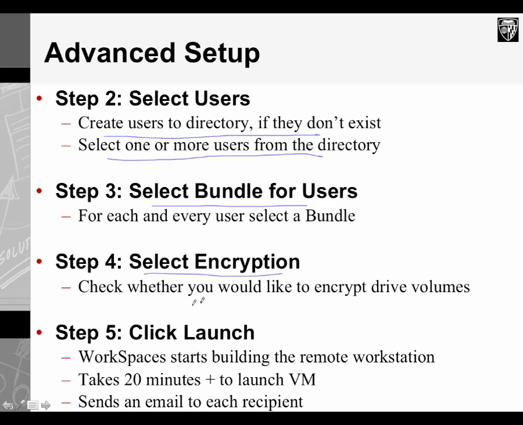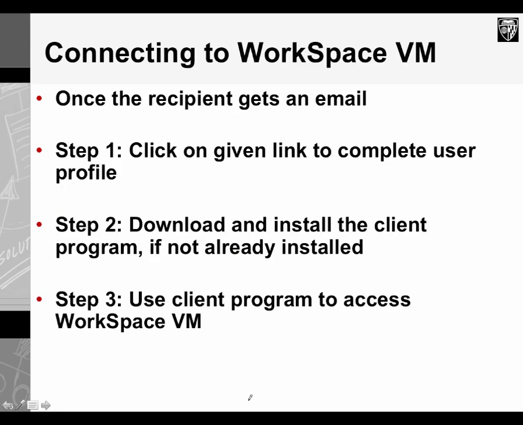You can also select encryption, what kind of encryption you want for the drive volumes. There's a C drive and there's a D drive. You can select whether you want to encrypt that. And then you simply click the launch button. Once you click the launch button, it'll take about 20 minutes to launch the VM, and every recipient, every user will receive an email. How do you connect to the workspace?